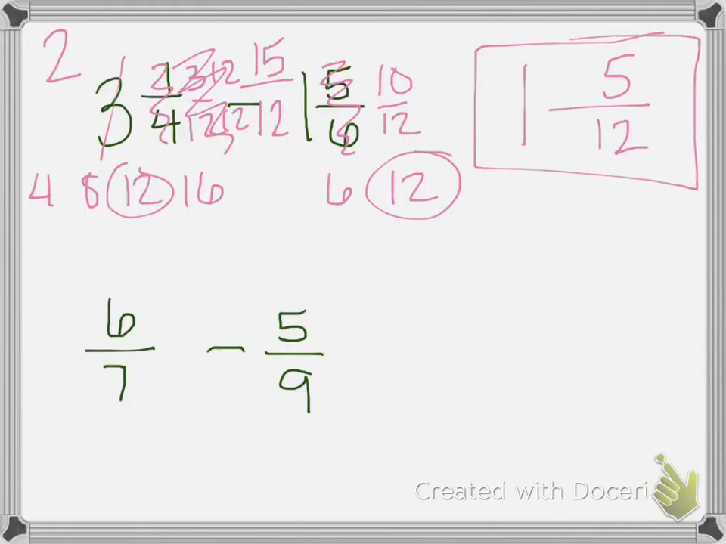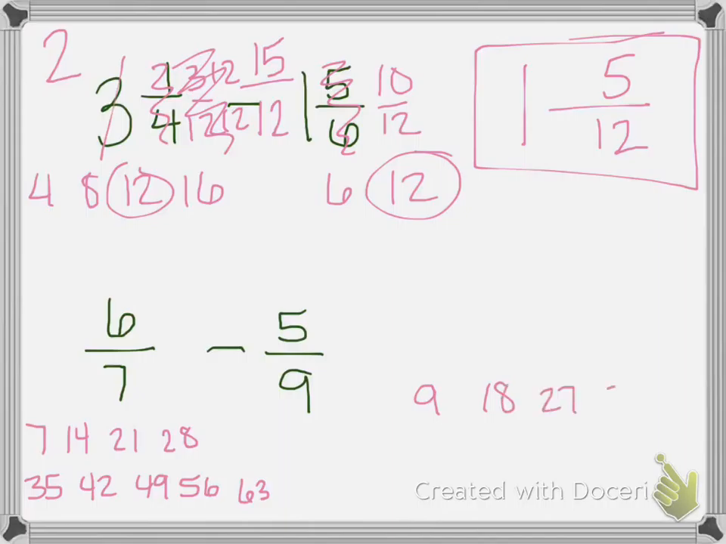Letter B, I should say, 6/7 minus 5/9. Again, we don't have a common denominator, so we have to list our multiples. 7, 14, 21, 28, 35, 42, 49, 56, 63. So 9, 18, 27, 36, 45, 54, 63. So the first one that works would be 63.